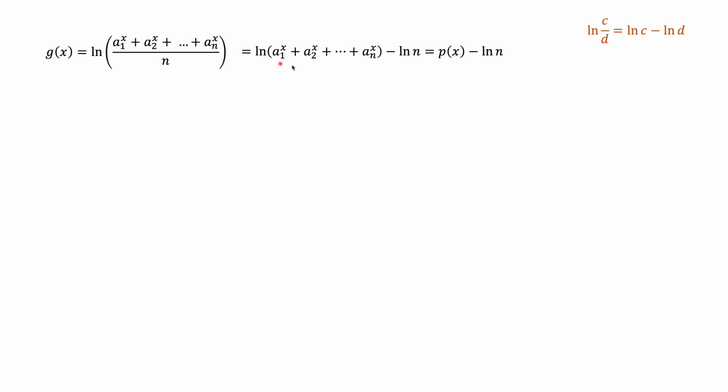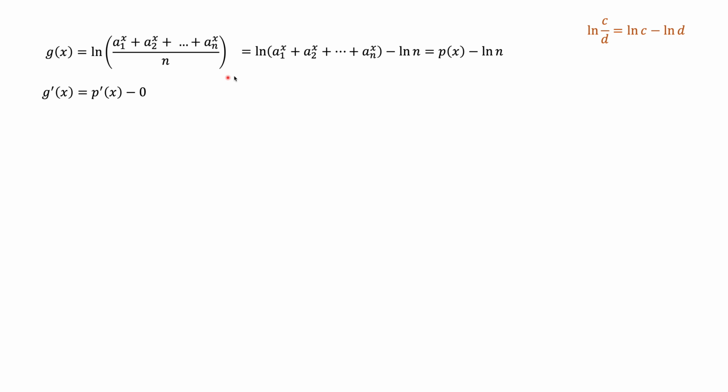And let's call the first term p of x, and the second term is still going to be logarithm n. Now we're going to take a derivative of this function, and derivative of a difference is a difference of the derivatives. Derivative of g is derivative of p minus derivative of this log n. Log n does not depend on x, it's a constant, and derivative of a constant is 0. And what we find is that derivative of g equals derivative of p.